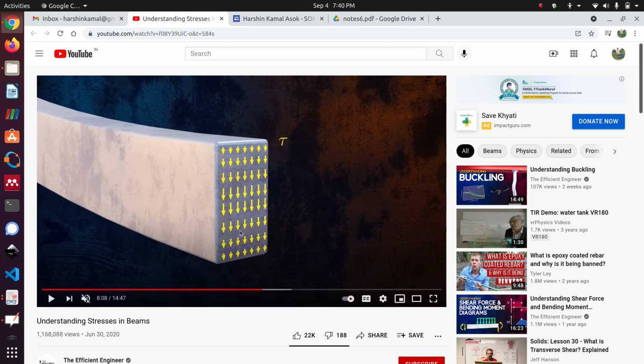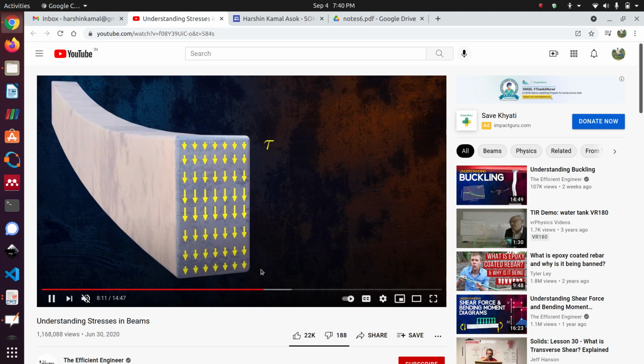Now let's come to the idea of distribution of shear stresses. Shear stresses are not distributed equally. In this figure you can see that the larger magnitudes of shear stress are plotted at the middle, and at the topmost and bottommost points, the values of shear stress are lower.